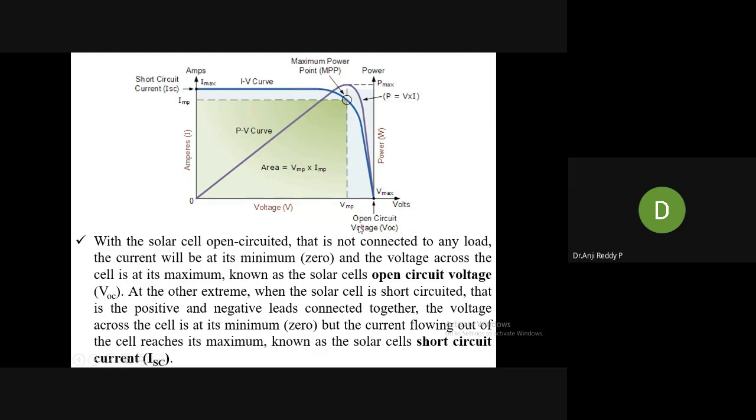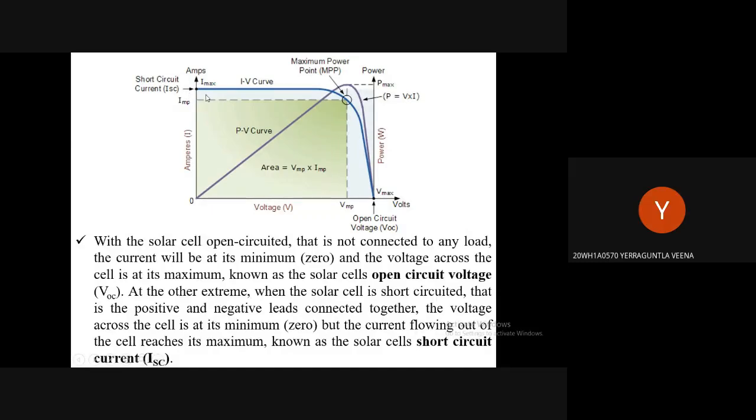Here itself, it is representing the circuit is open. Open circuit voltage means there is no current flowing through the circuit. That means the current is minimum, that is 0. Then short circuit current. At the short circuit current value, what is the voltage value?